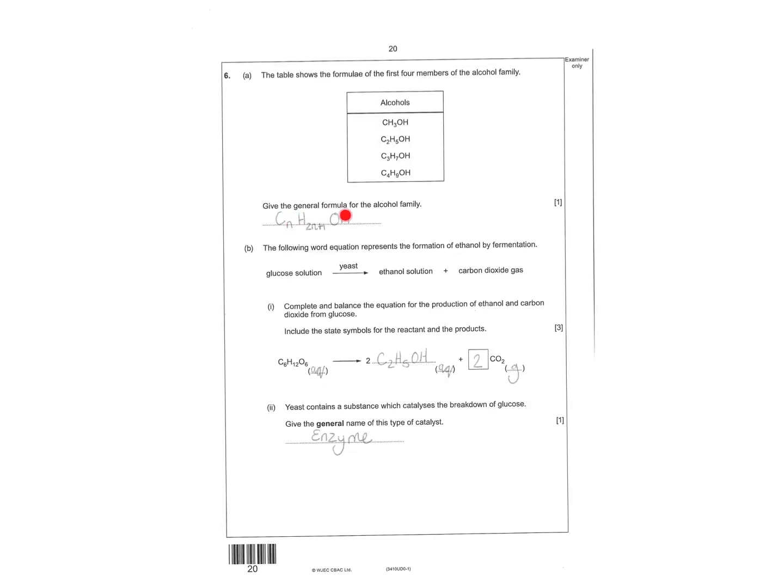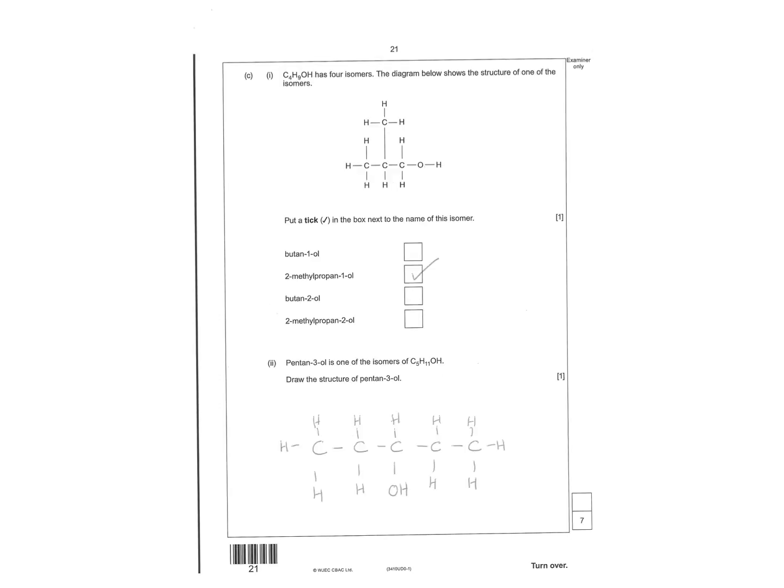Give the general formula of the alcohol, 1 mark there, nice easy 1 mark. Then it asked you to include state symbols for the reactants and products of forming ethanol and carbon dioxide from glucose solution. So you had to know that ethanol was C2H5OH and the carbon dioxide is a gas, and then balance it out. Give the general name of this type of catalyst, it's just an enzyme.